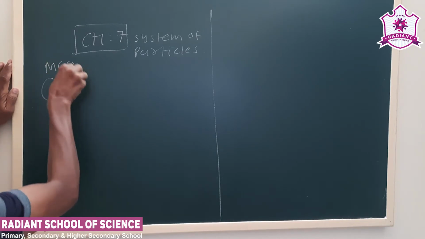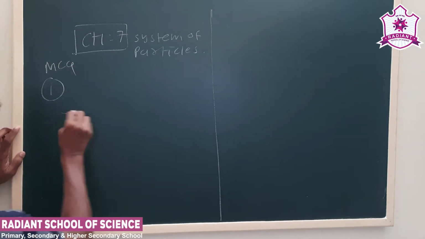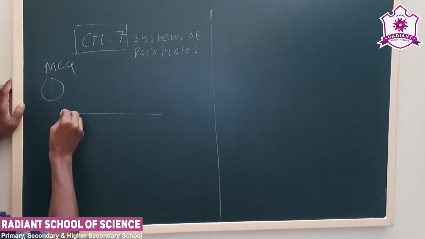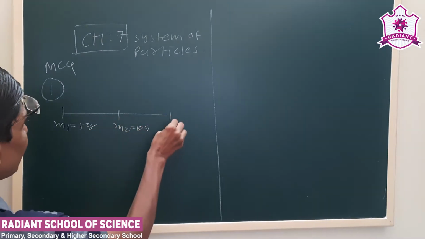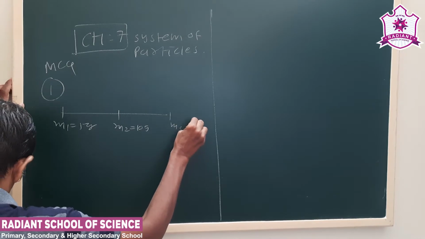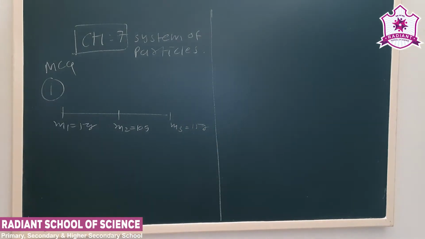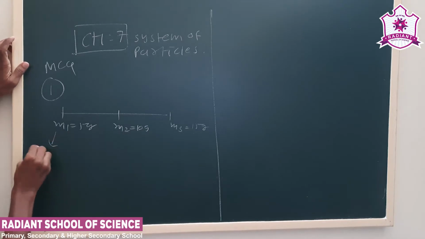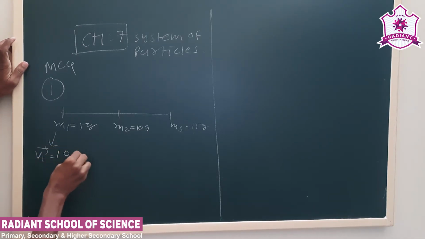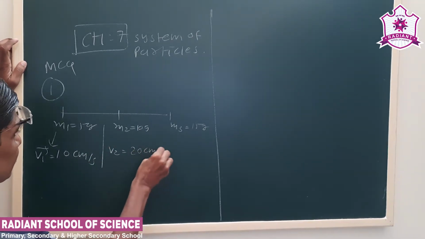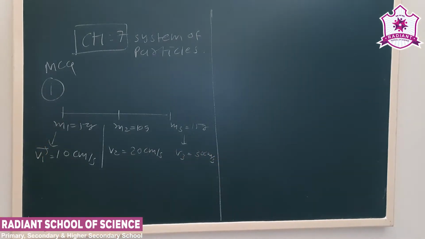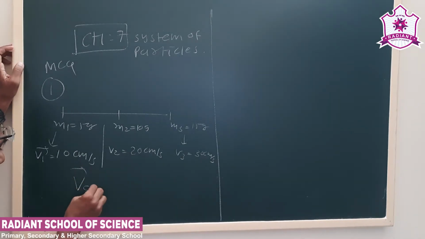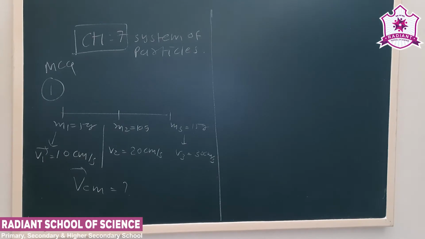Now see, there is a three particle system. Mass M1 is 5 gram, M2 is 10 gram, M3 is 15 gram. The velocity of the particle V1 is given as 10 centimeter per second, V2 is 20 centimeter per second, and V3 is 30 centimeter per second. See what we have to find out: the velocity of the center of mass, which we represent as VCM.